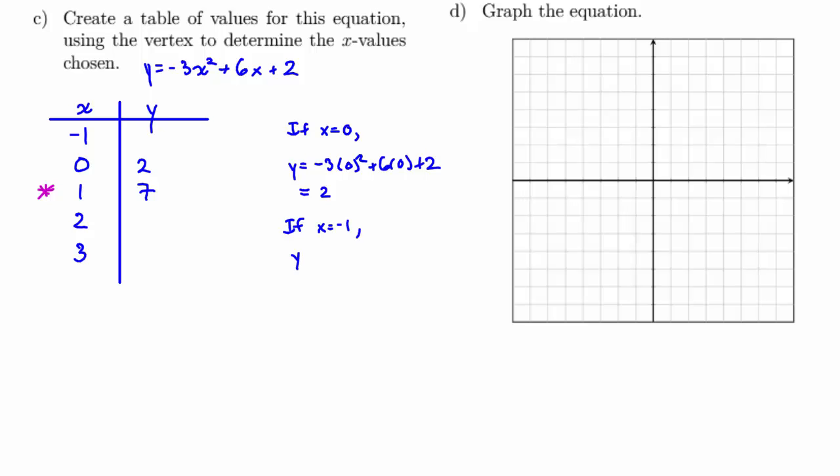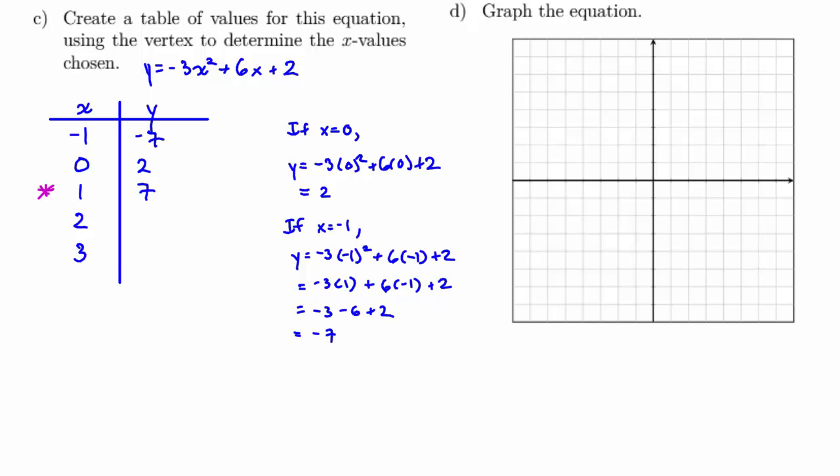So if x is negative 1, then y is equal to negative 3 times negative 1 quantity squared plus 6 times negative 1 plus 2. When I take negative 3 times the number negative 1 squared, I get negative 3 times a positive 1. So I have negative 3 times positive 1 plus 6 times negative 1 plus 2. And that is simply negative 3 minus 6 plus 2, and that all simplifies to negative 7. So when x is negative 1, y is negative 7.